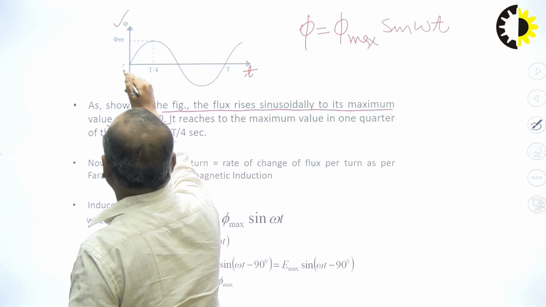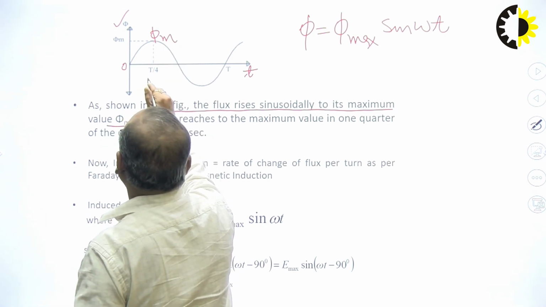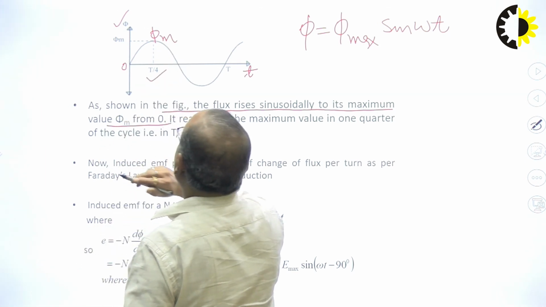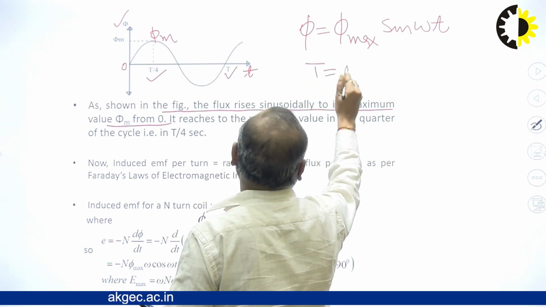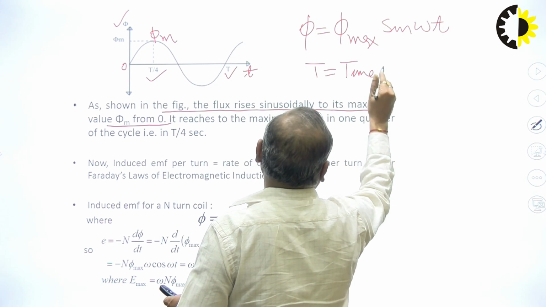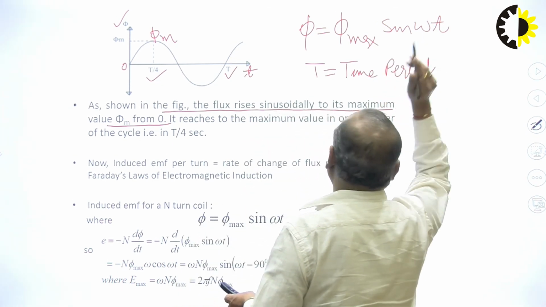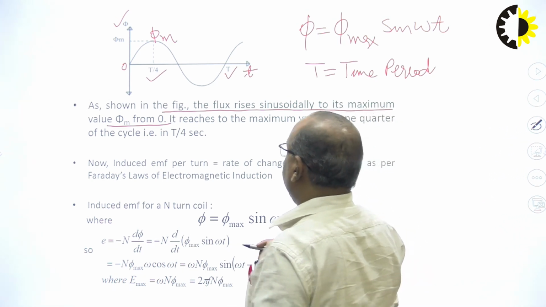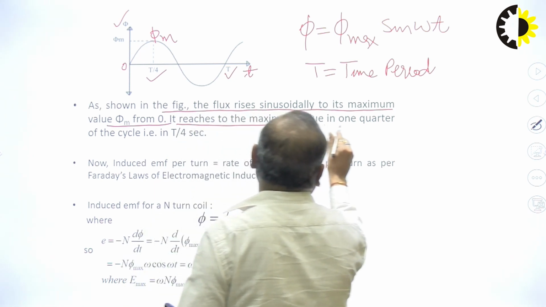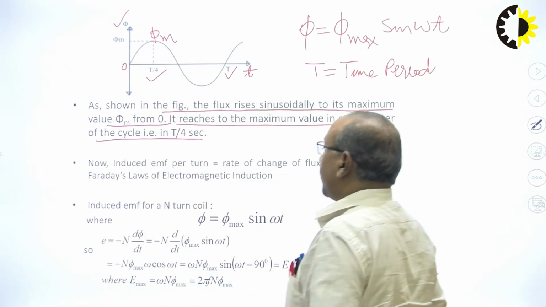That means, from 0 here to this phi m value, the maximum value, the time taken for this is T by 4, where capital T represents the time period of this flux. Capital T is the time period of this flux wave. That means, the time required for completing one oscillation of this wave, it reaches the maximum value in 1/4 of the cycle, that is in T by 4 seconds.